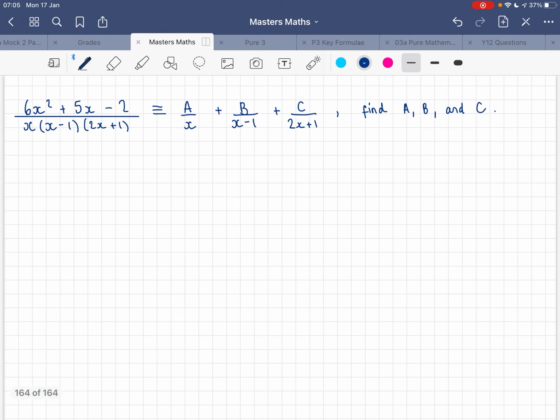Now, we can have a partial fraction where we've got three linear factors on the bottom. So this time we've got x plus 1, x minus 1, and we've got 2x plus 1. We know that 6x squared plus 5x minus 2 over (x plus 1)(x minus 1)(2x plus 1) is identical to a over x plus 1 plus b over x minus 1 plus c over 2x plus 1. So we have taken each of the linear factors, and we have split them up into three different partial fractions.